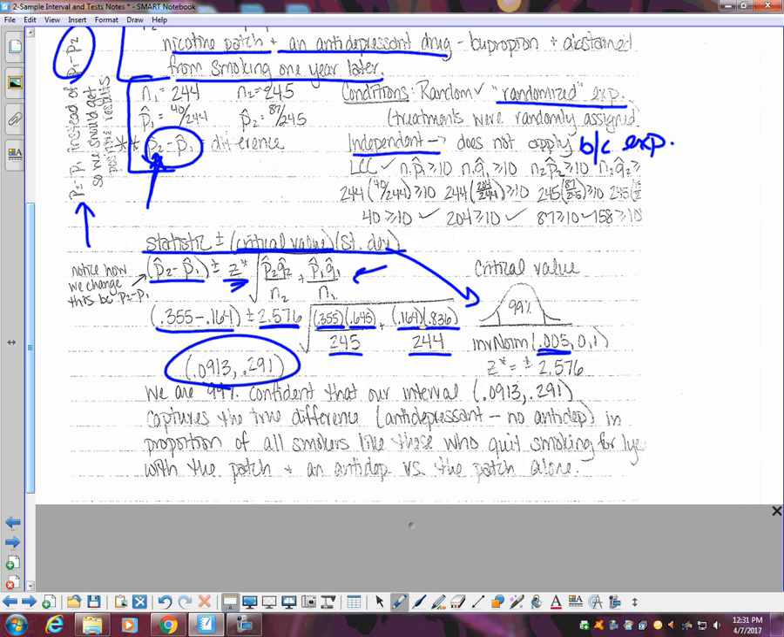So we are 99% confident that our interval from here to here captures the true difference of antidepressant minus no antidepressant. And you could say drug and patch minus patch. In the proportion of all smokers like these who quit smoking for 1 year with the patch and the drug versus the patch alone.